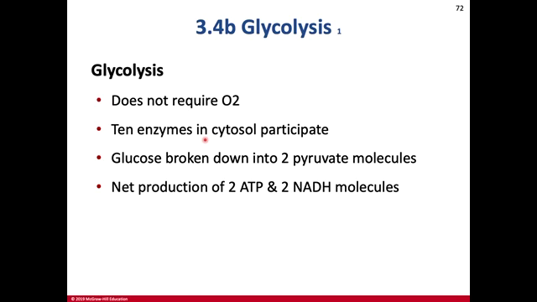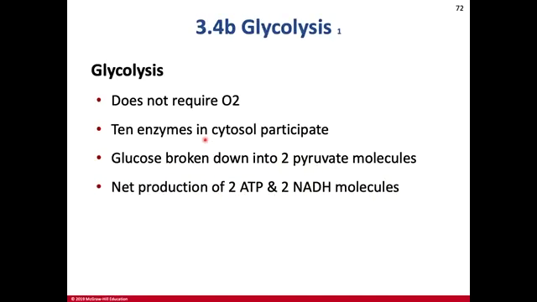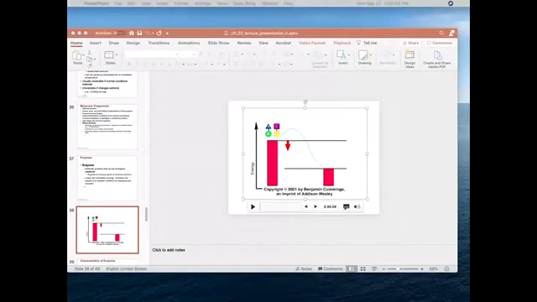Glycolysis doesn't require oxygen. There are 10 enzymes in the cytosol that participate in this. The end products are 2 pyruvate molecules, 2 ATP molecules, and 2 NADH molecules, okay? So let's take an overview of glycolysis, and then I'll talk a little bit about each step in some more detail. So we'll bump out of this. And we'll look at glycolysis.